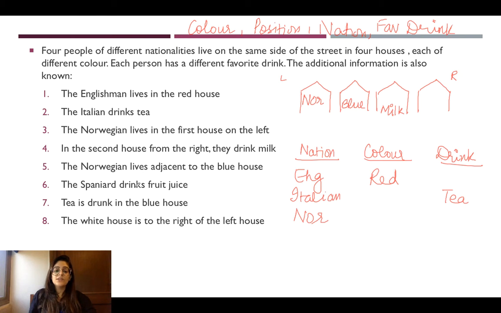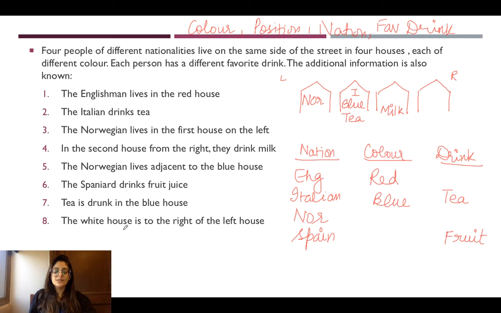The Spaniard drinks fruit juice. So this was our last person whose nationality is Spain, and he drinks fruit juice. All right. Okay. Then tea is drunk in the blue house. So here I'm going. Here is the blue house, the people here drink tea, and exactly I can see who drinks tea? Italian. So that means this is the Italian's house. So I can put my information here that this house is blue and tea is being consumed here.